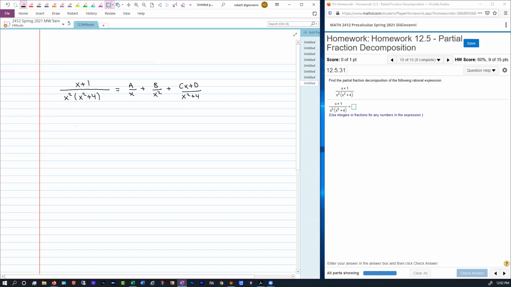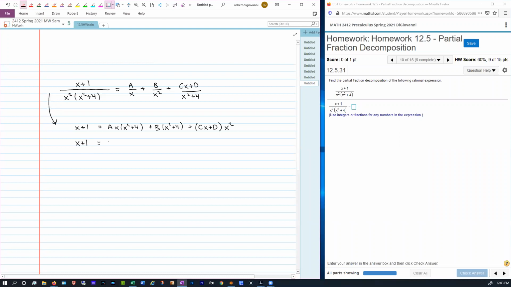Okay, I clear fractions. When I clear fractions, the left side is just x plus 1. The right side is a. I still have an x. I also have x squared plus 4. Then I have b. The x squareds cancel, so I still have just the x squared plus 4 in the b. And then the cx plus d is still here. The x squared plus 4 cancels, and I should have x squared out there still. So I'm not showing these steps anymore, just clearing the fractions because I'm hoping you get the idea. And I'm trying to work through these quickly without leaving out too much.